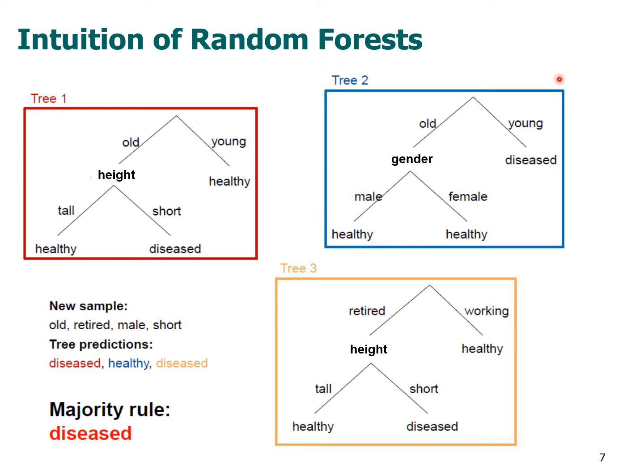By using decision tree 2, it is old, so it comes here, and its gender is male, so it is healthy. The prediction from decision tree 2 is healthy. From decision tree 3, it is retired, so it comes here, and its height is short, so it is diseased. The prediction from tree 3 is diseased. So we have diseased, healthy, and diseased. By using a majority vote, the final answer is diseased. That's how we combine the results from different decision trees.